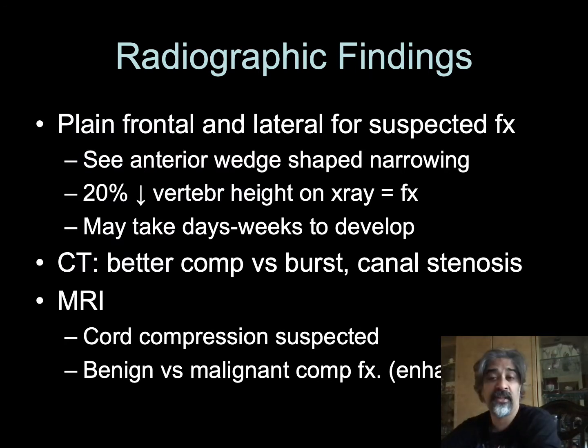So for imaging, plain frontal and lateral radiographs are usually the initial imaging study obtained for a suspected compression fracture. Compression of the anterior aspect of the vertebra results in the classic wedge-shaped vertebral body with narrowing of the anterior portion. Radiographically, a decrease in vertebral height of 20% or more, or a decrease of at least 4 millimeters compared with baseline height, is considered positive for a compression fracture.